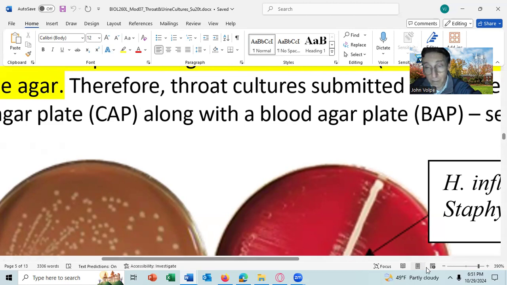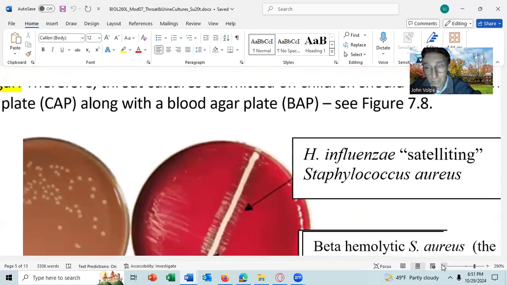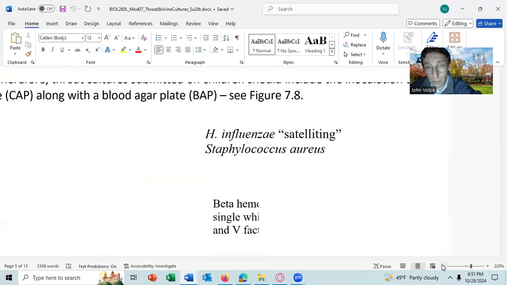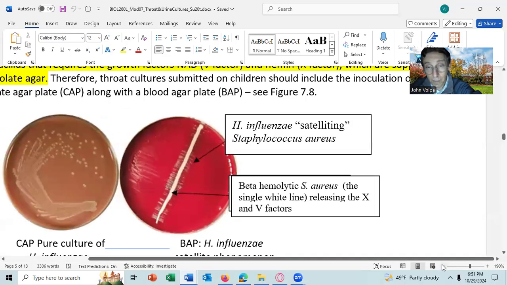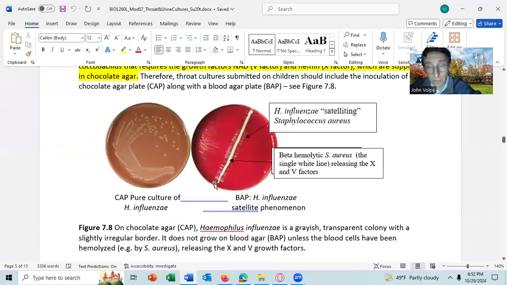Any question about any of that? Normally, we do not grow both Staphylococcus aureus and Haemophilus influenzae on the same plate. We normally will use chocolate agar to grow Haemophilus influenzae.